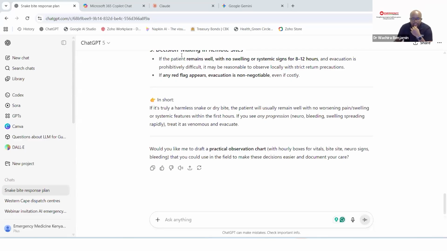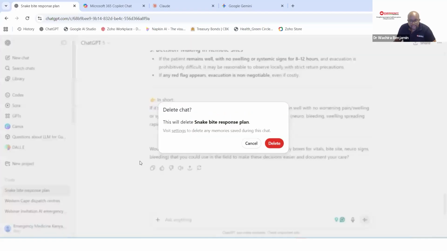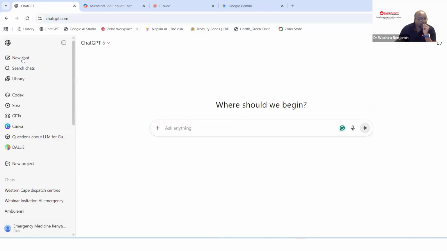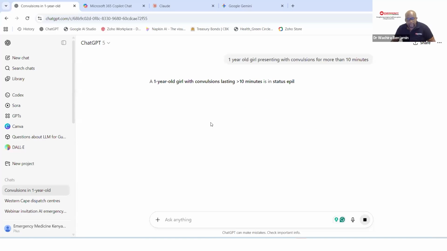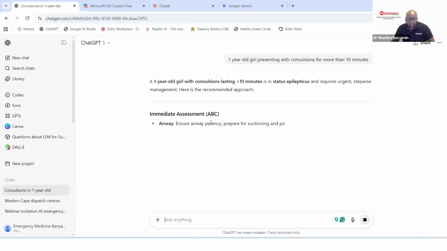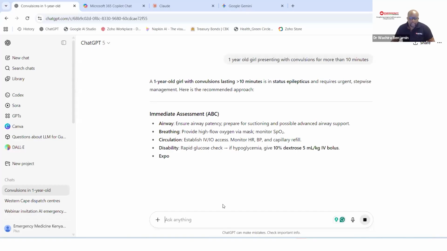Okay, next, let's do your question. I'm just going to delete this, otherwise they clog up my system. As you can see, I love ChatGPT because it's very basic and simple, but there are others and we try and test others. But let's try this one. One-year-old girl presenting with convulsions for more than 10 minutes. Oh, sorry, I should say where I am.